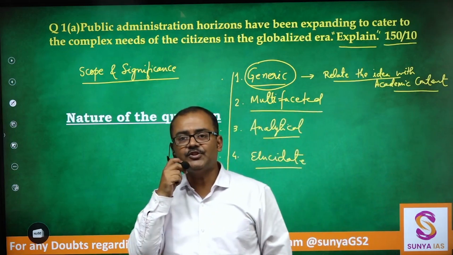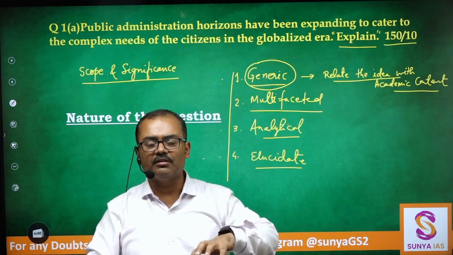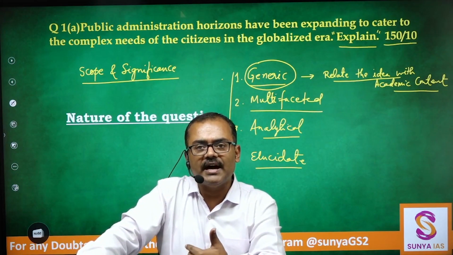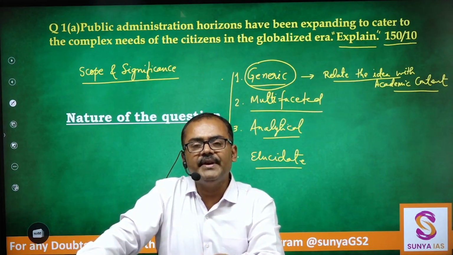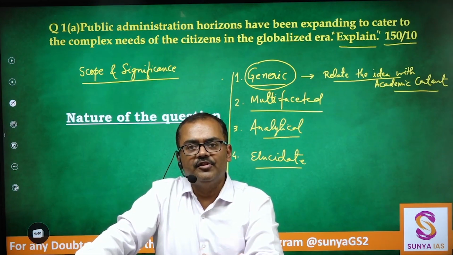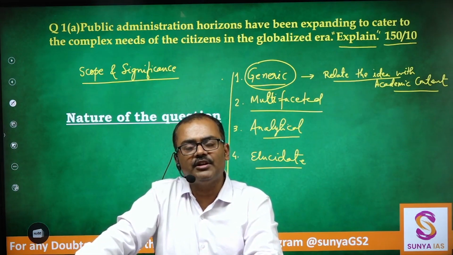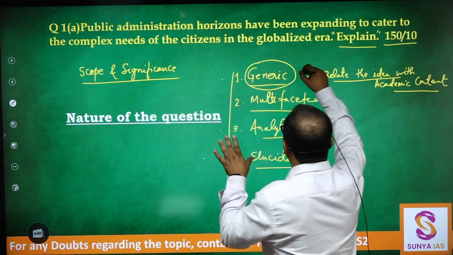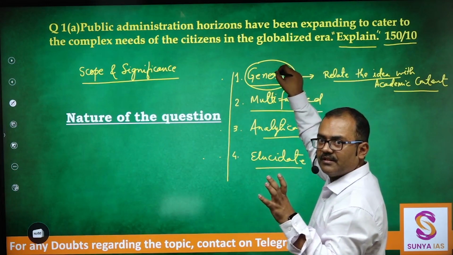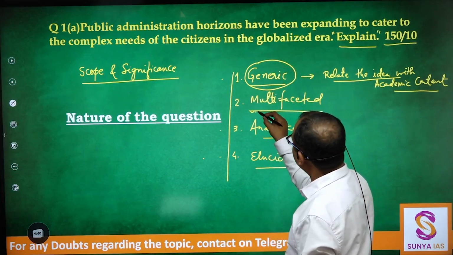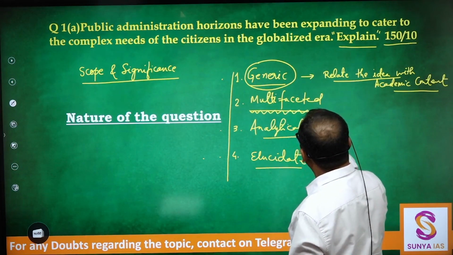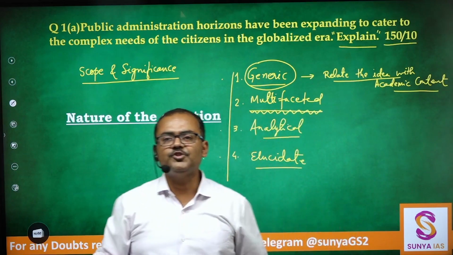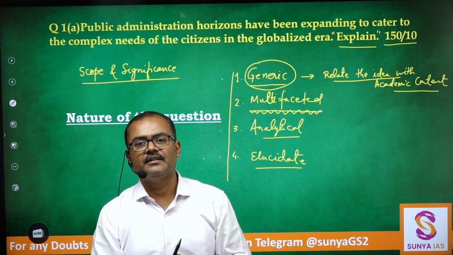Without giving reference to Denhart or the public value concept or any other concept, your answer will remain a general answer, not an academic subject answer, not an answer of the optional paper. So the question is generic, you have to be cautious. The question is multifaceted, which is an advantage of this question. Why an advantage? Because you have lots of content to write.